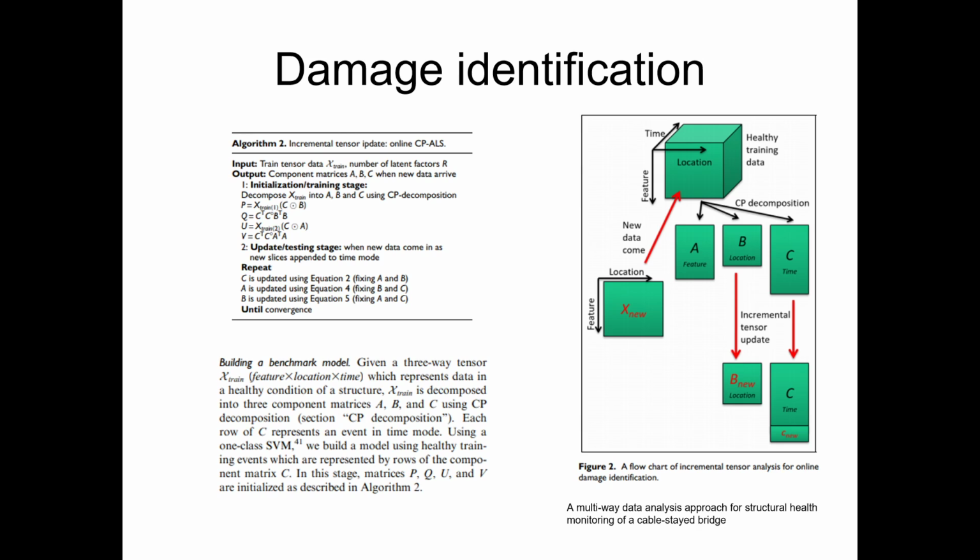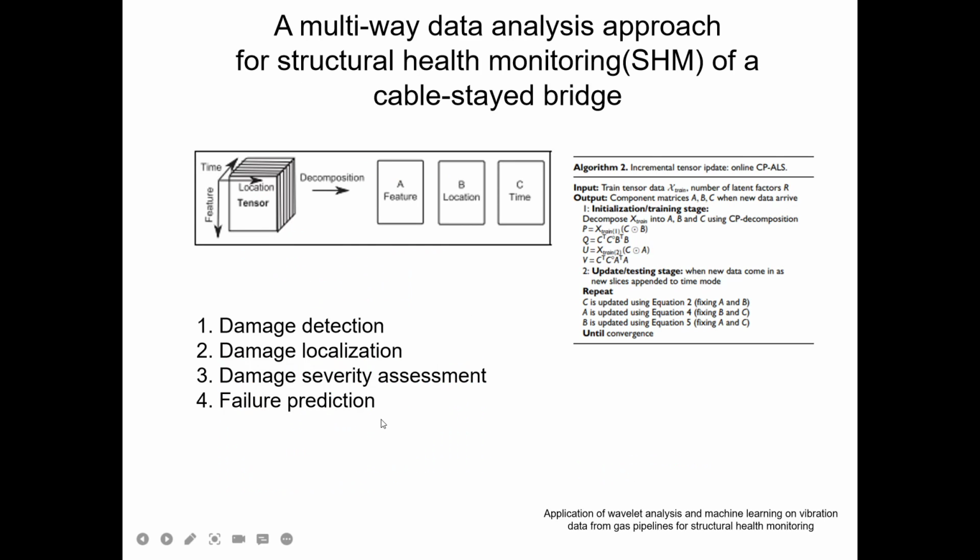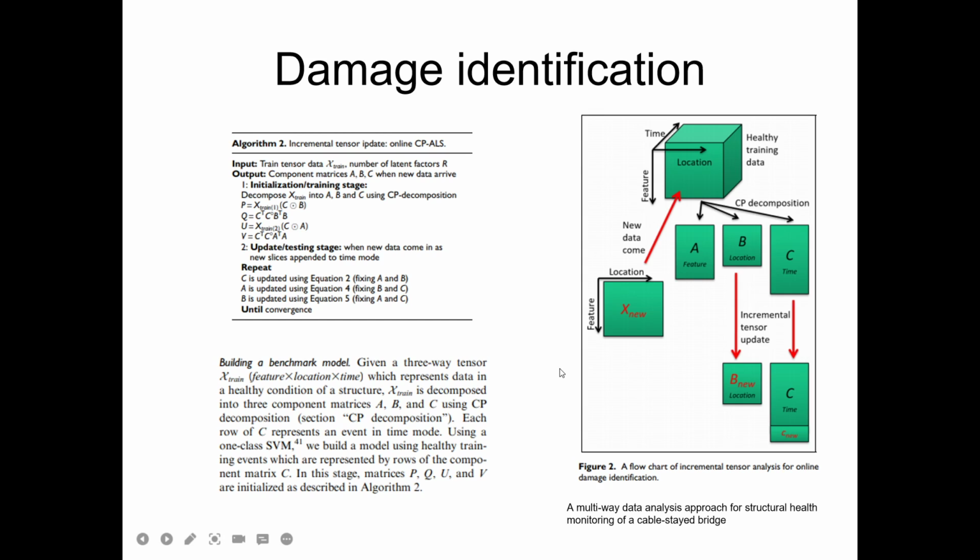So in this paper for damage detection, their idea is that after having C new data, this new row will be checked if it agrees with the benchmark model built in the training stage, indicating the condition of the structure. In case of one class SVM, a negative decision value indicates that the new event is likely a damaged event.